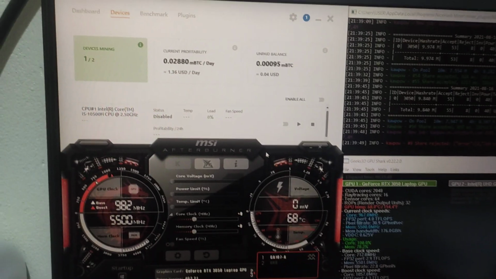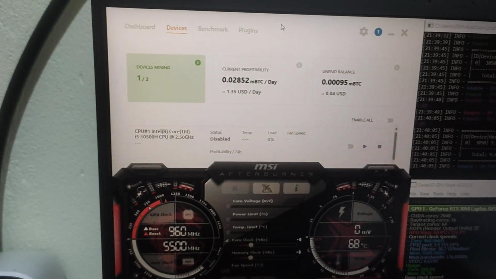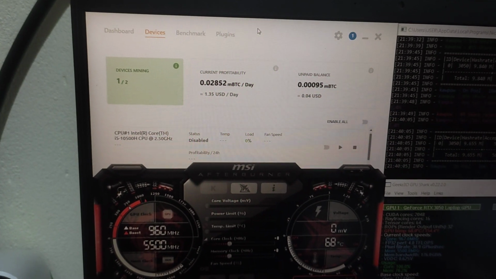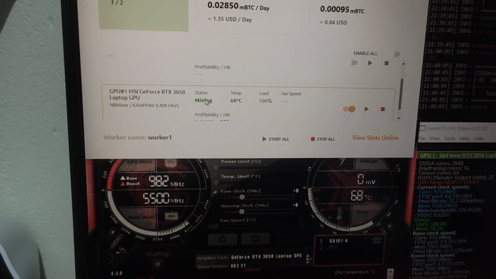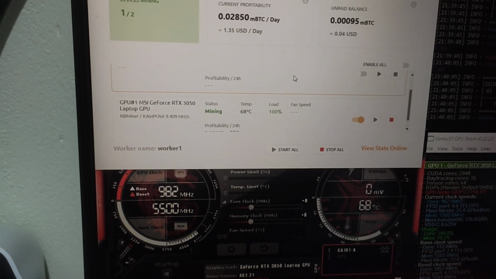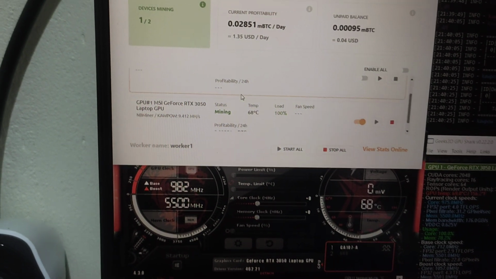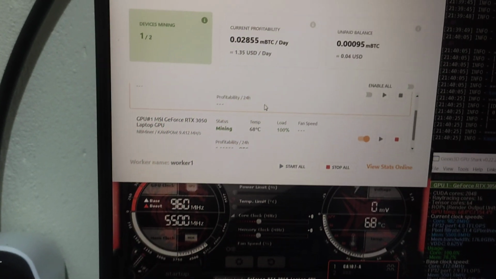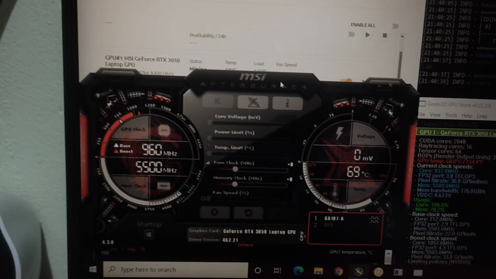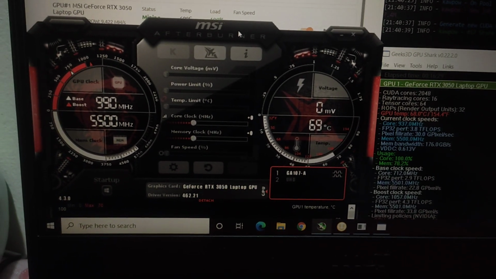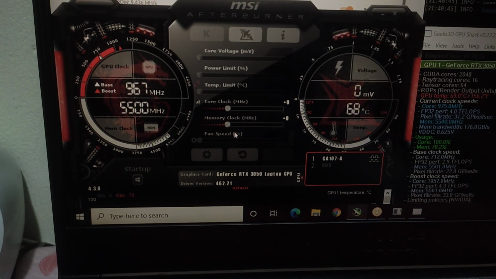What you can see here is the profitability of this GPU. Sorry, my camera is not that good at auto focusing. Currently this RTX 3050 is doing around $1.35. With some tweaks, it can go up to $1.40-$1.45, depending on your settings. But because I have the old MSI Afterburner, the 430, I couldn't get much control on the laptop. I can only increase the core clock and the memory clock.